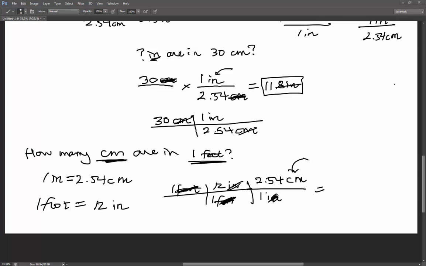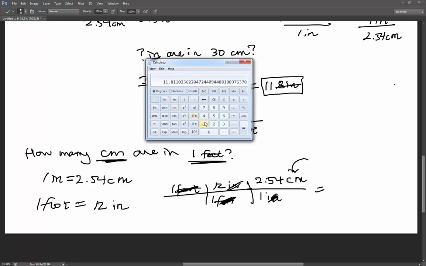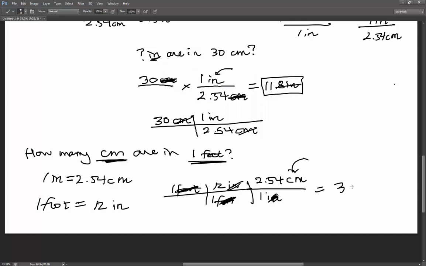And now I just plug this into my handy dandy calculator. And I'm going to ignore the ones. I don't need the ones. But what I get then is 12 times 2.54. And that gives me 30.48 centimeters.